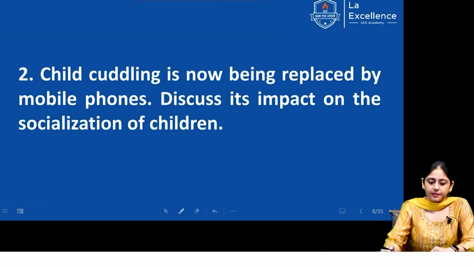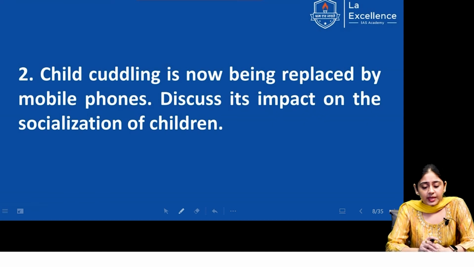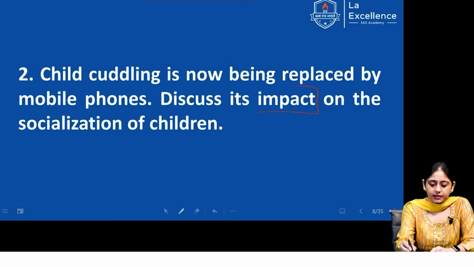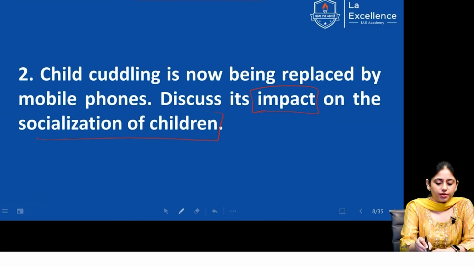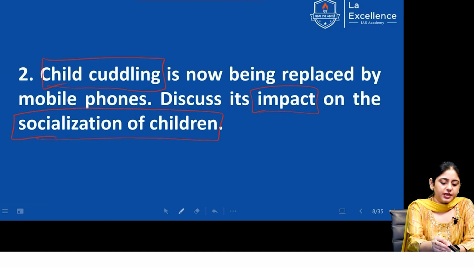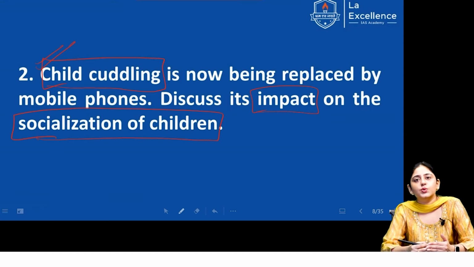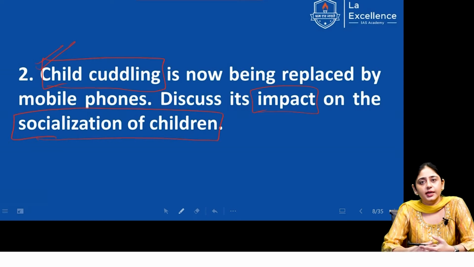Now the next question is about child cuddling being replaced by mobile phones. Discuss its impact on the socialization of children, right? So child cuddling here is being used as a metaphor where there is a close bond. When you cuddle a child, you make him sit on your lap, caress his hair, or give him a peck on the cheek. That is all your child cuddling that results in a bond between the parents and the child.